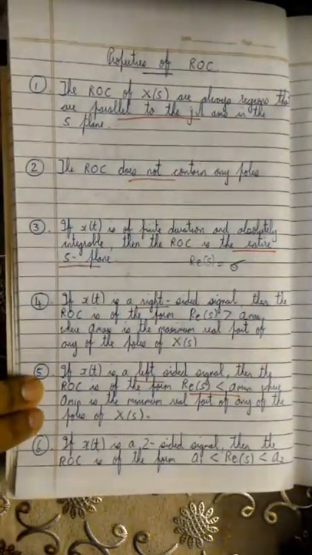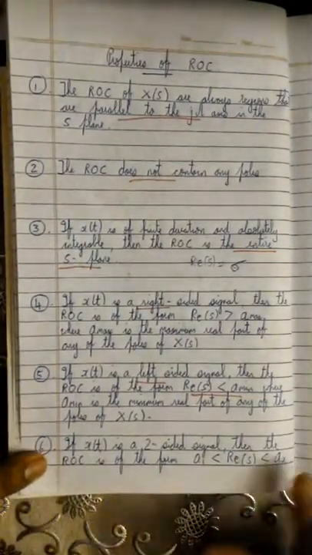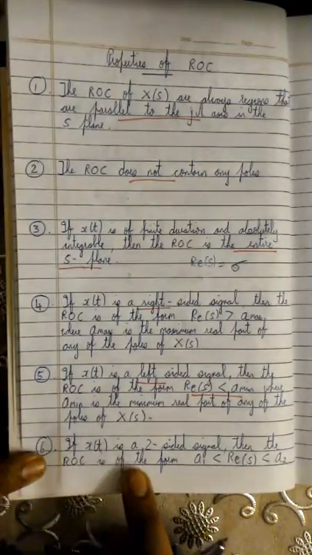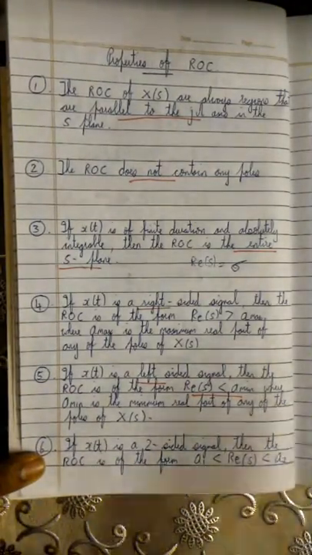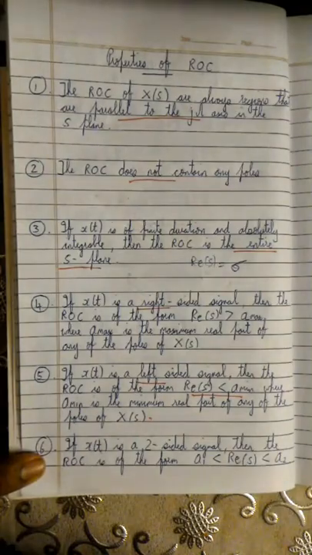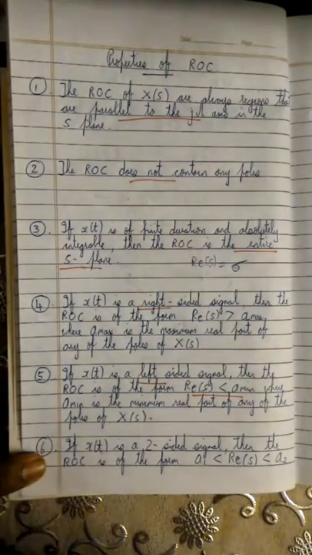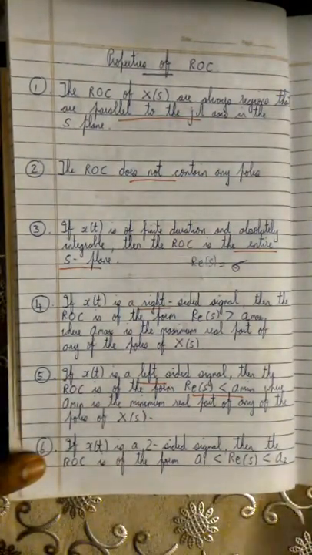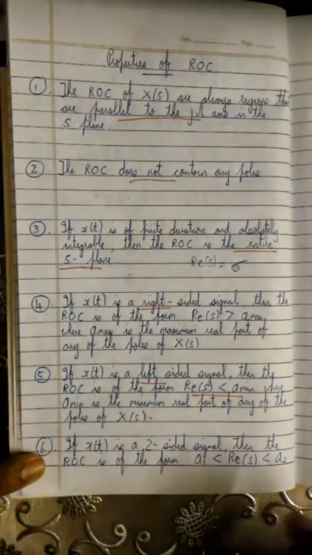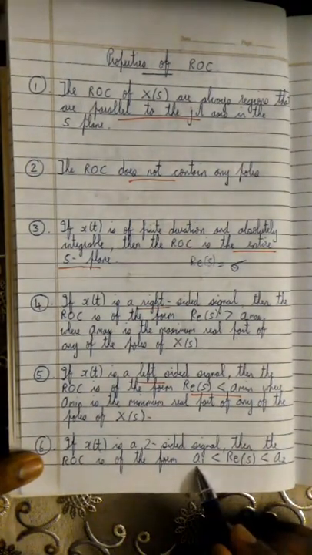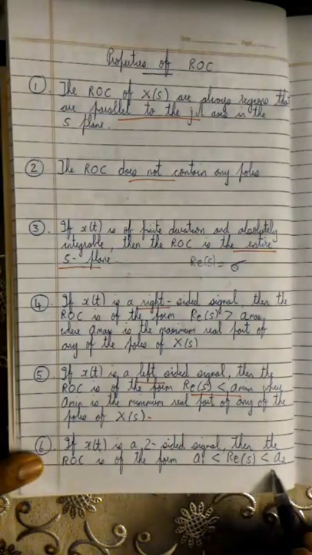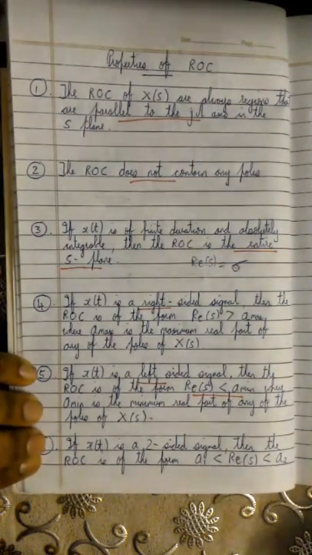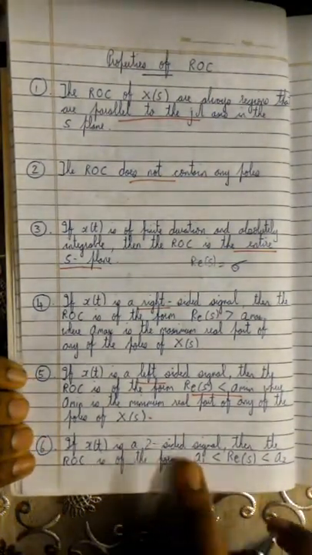Okay. Now the sixth property says that if x of t is on both the positive side of the graph and on the negative side of the graph, that means if x of t has both a right side and a left side, then the ROC is of the form a1 less than real part of s less than a2. This problem that you did was the fifth problem.